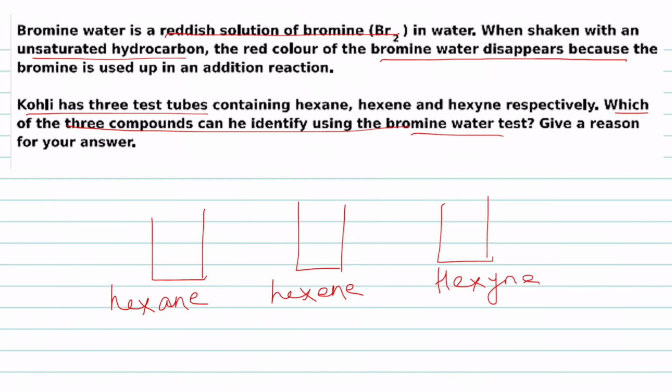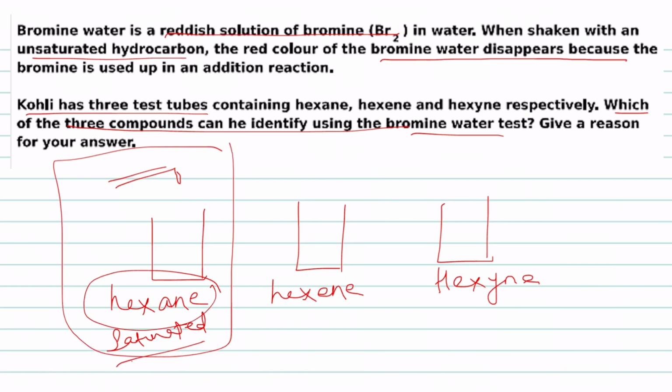If bromine water is added to an unsaturated compound, the color would disappear. So if you put this in the first test tube, the color would not disappear because it is saturated. So therefore it cannot undergo an addition reaction, right? So the bromine water's color would persist here. He would know that this is saturated. If it's saturated, the only possibility is hexane. So he can actually identify this compound.